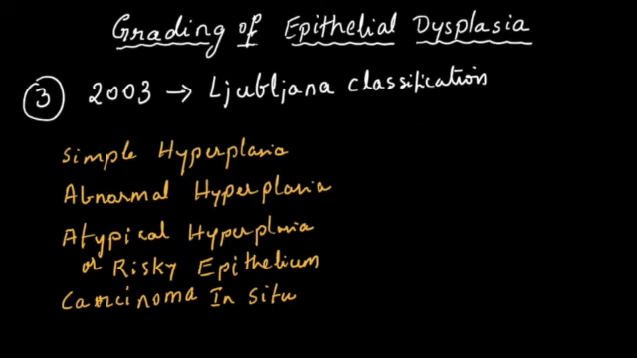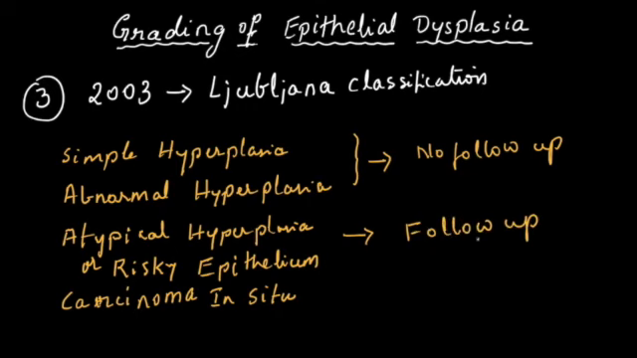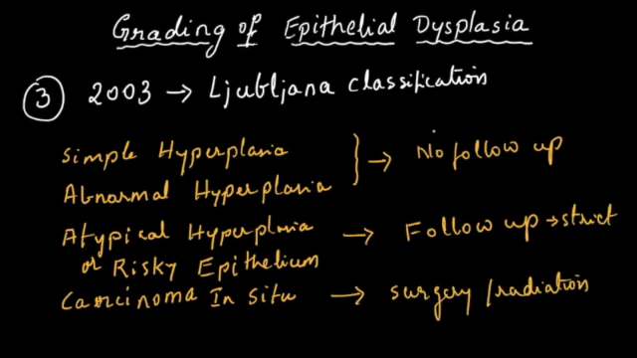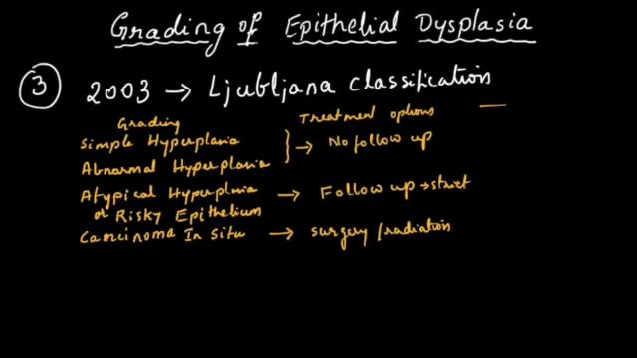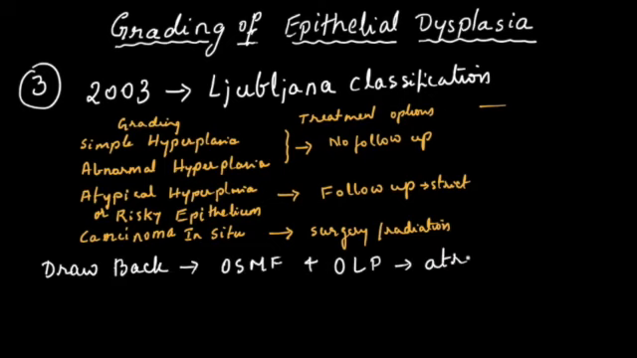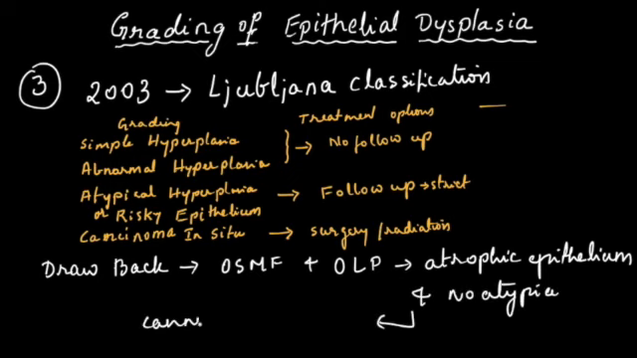This grading system helped in arriving at the treatment options. For the first two, no follow-up; for atypical, the follow-up was strict; and carcinoma in situ and progressive disease after that will be handled by surgery and radiation. However, the major drawback of this system was that lesions such as OSMF and OLP with atrophic epithelium and no atypical epithelium could not be graded, as this system considered grading of only the hyperplastic lesions.